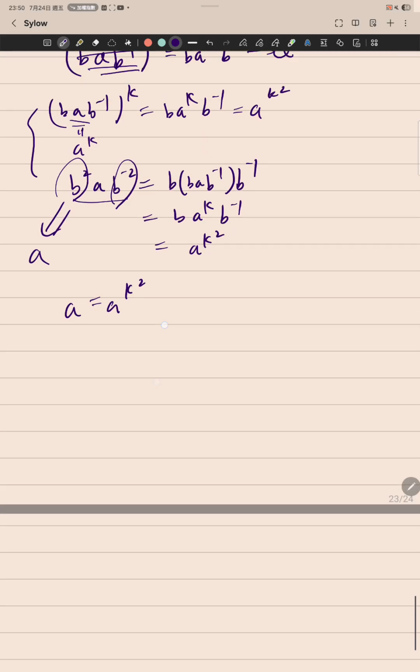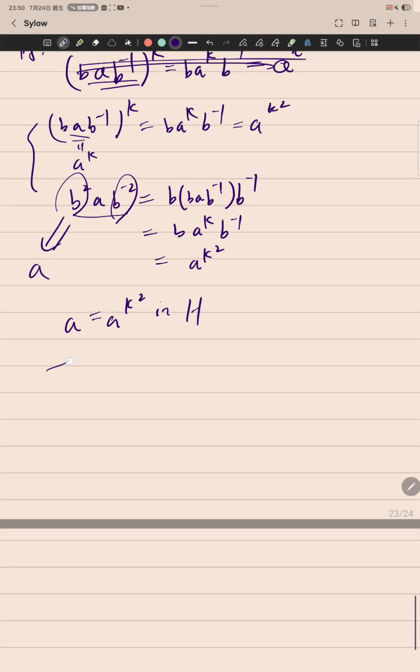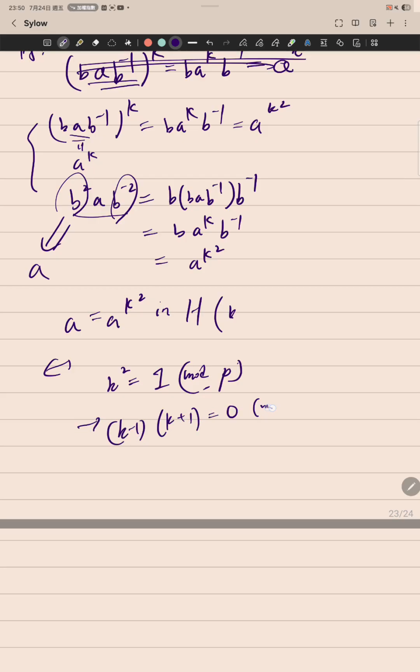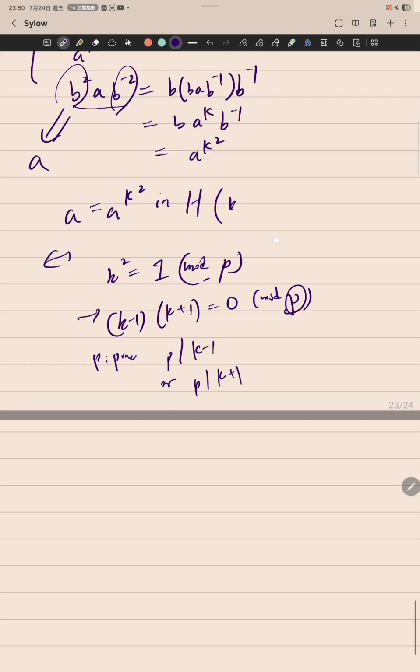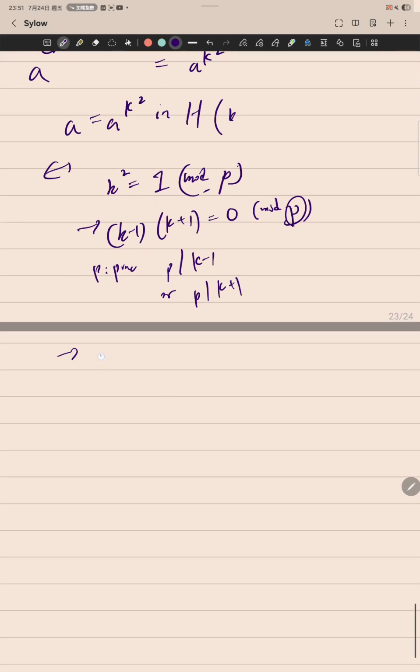But this is in H, which means that this K squared must be 1 mod P, which means that (K minus 1)(K plus 1) is 0 mod P. But P is prime, right? So either P divides K minus 1 or P divides K plus 1. So K is either 1 modulo P or K is minus 1 modulo P.